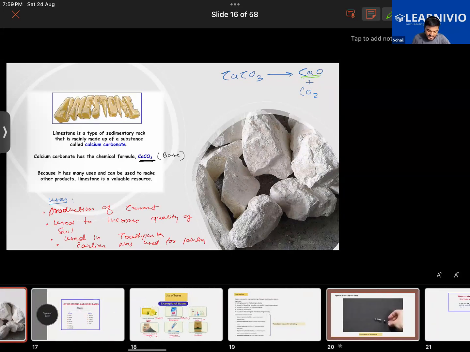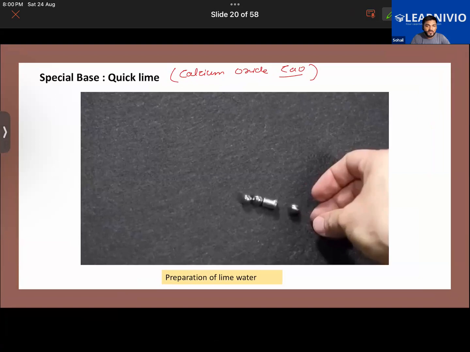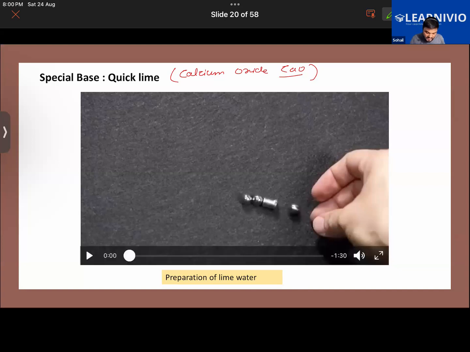Let us understand how lime water is prepared. From this quick lime, that is calcium oxide, lime water is prepared. Getting what I'm saying? So we are going to learn how it is prepared. All of you have a look at this video. Let me slightly reduce the sound. Do let me know if it's audible or not. If it's not, just raise your hand in the class.